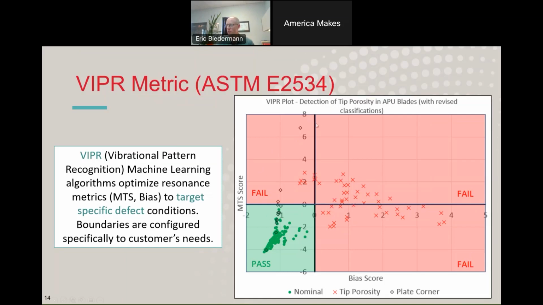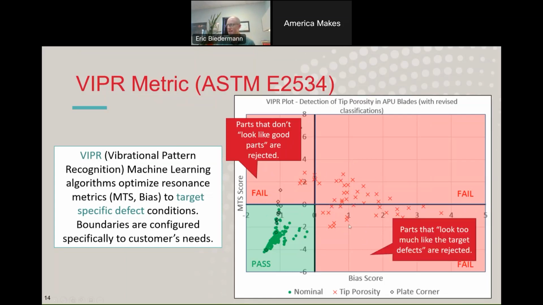And that's captured in this y-axis here. So any part falling to the right of the y-axis is rejected. So anything above the x-axis, it doesn't look like the good parts and it's rejected. Anything that falls too far to the right, it looks too much like the defective population, it's rejected. So parts have to fall in this lower left quadrant here. They're similar to the goods, they're different from the bads, and that's how it gets accepted.